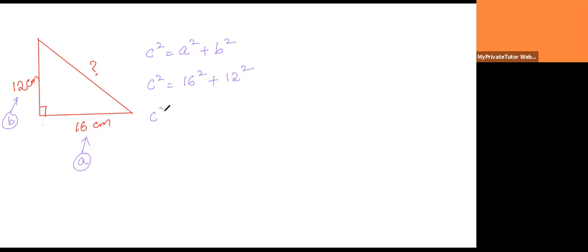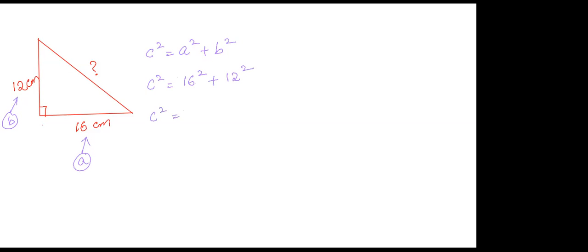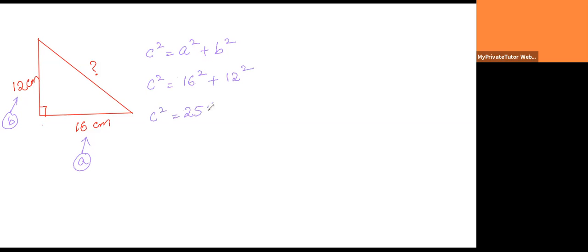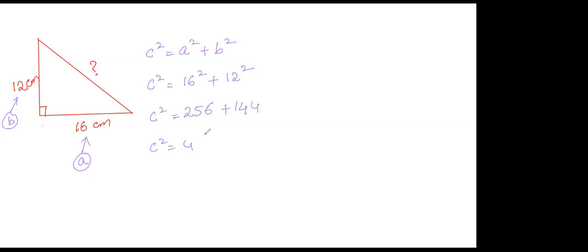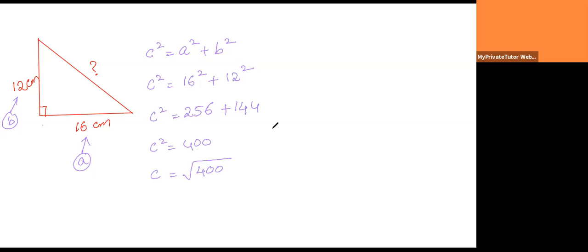So what is 16 square? Ramu? Sorry, sir, the total is 400. Okay. I hope Ramu, are you able to follow me? So 16 square is 256 and 12 square is what? 12 times 12 is 144. As you said, the total is 400. Yeah. So if you square root 400, the answer is 20. Okay, very good.